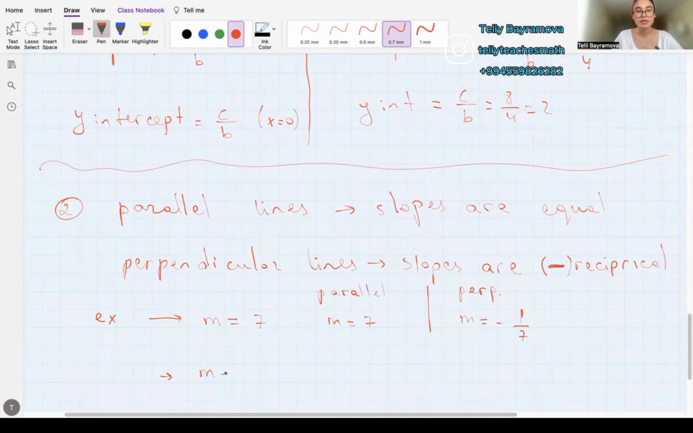Or m equals 3 over 8. Let's write negative 3 over 8. Parallel, m again negative 3 over 8. But for the perpendicular, negative will be positive, reciprocal. So 8 over 3. Okay?